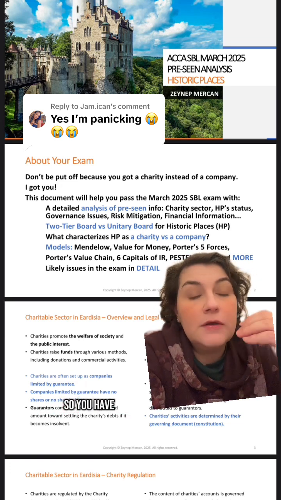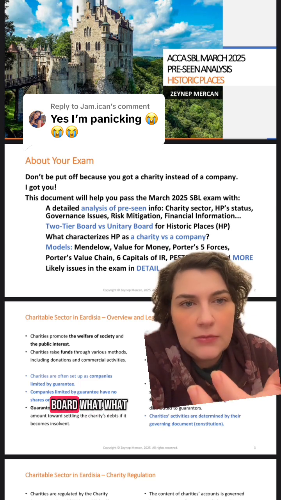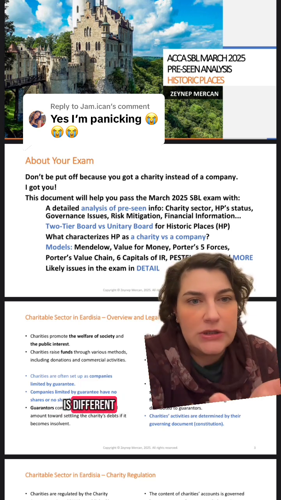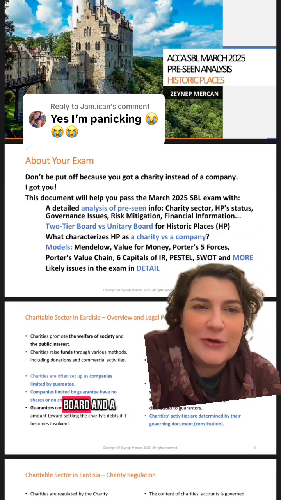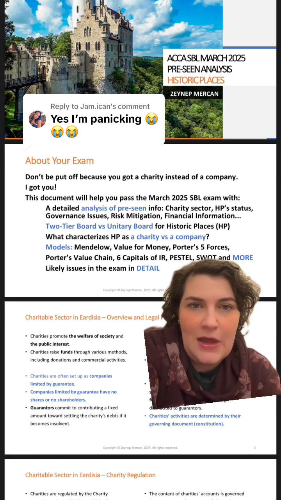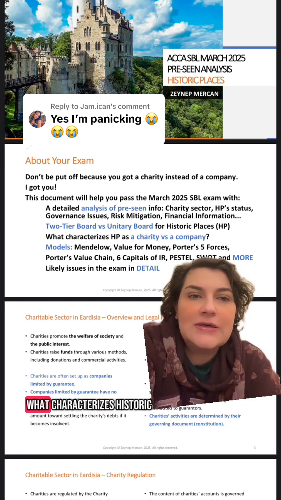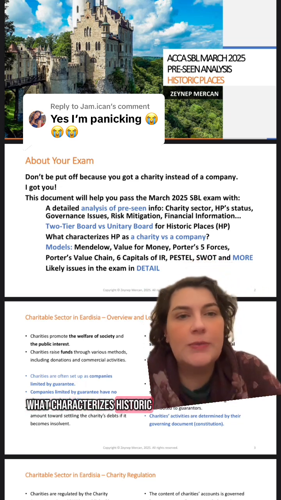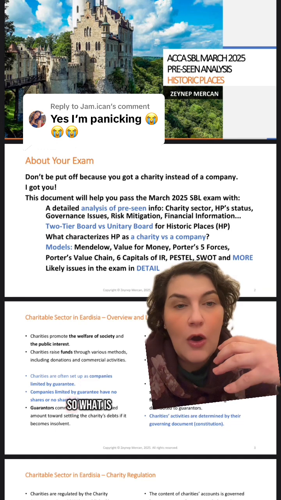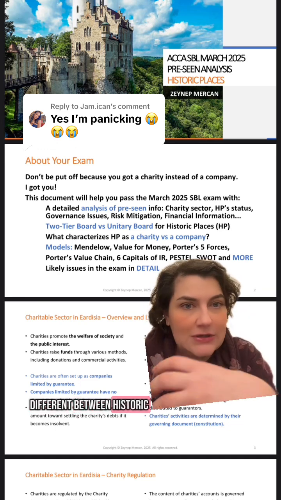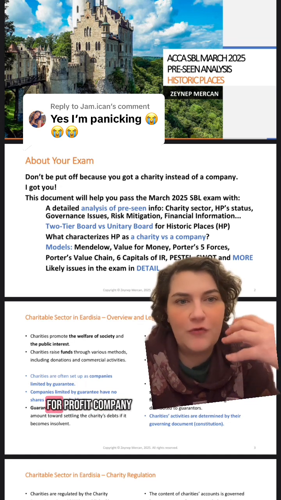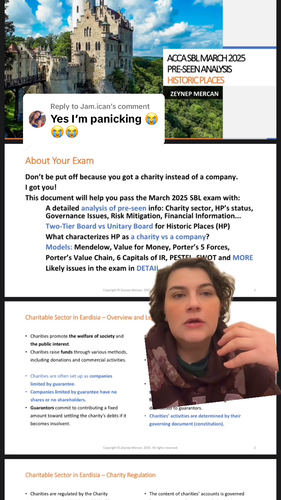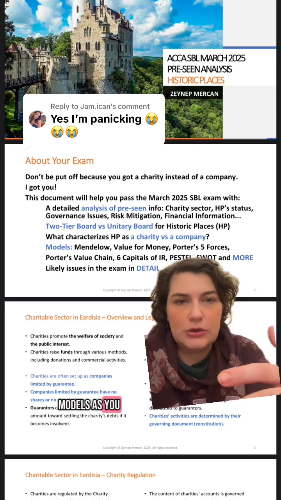So you have a two-tier board. What is different between a unitary board and a two-tier board? What characterizes Historic Places as a charity? So what is different between Historic Places and a company as you know it, a for-profit company? Do as many models as you can.